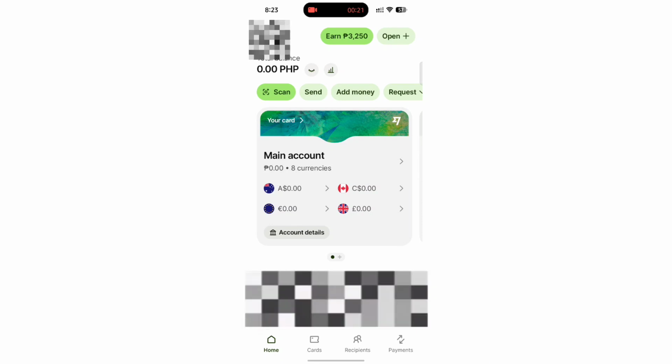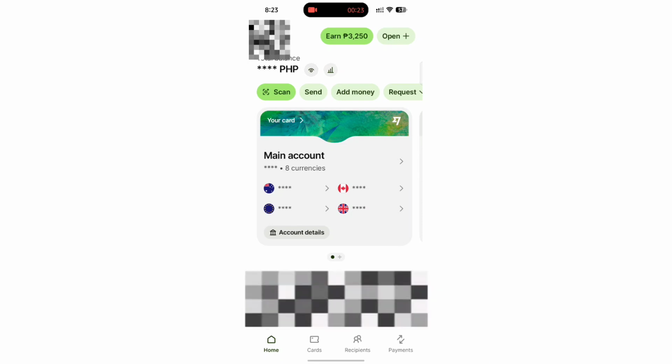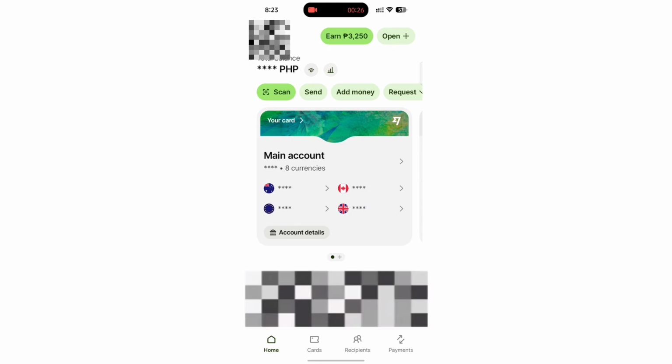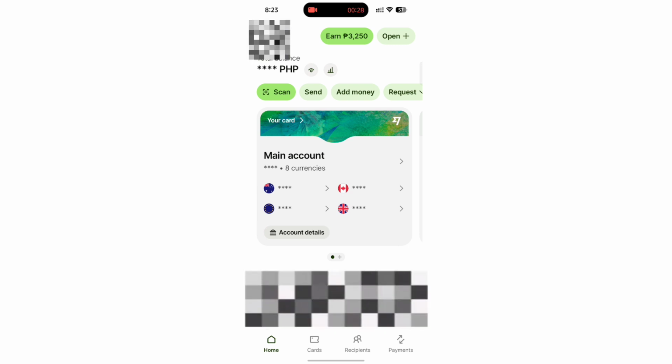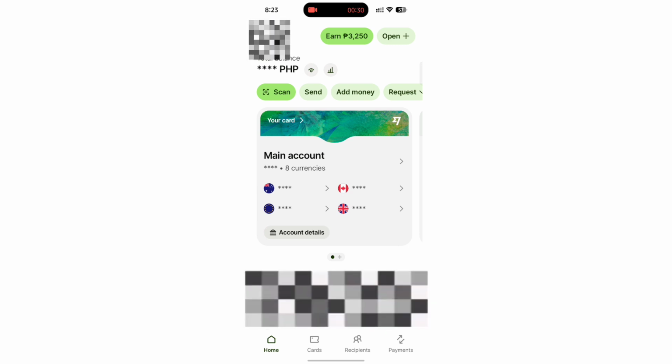How to withdraw from Wise to bank account. Need to move money from Wise to your bank account? Let's do it step by step. So first, go ahead and log into Wise.